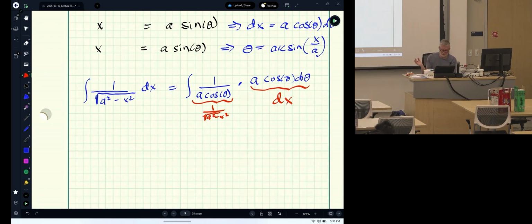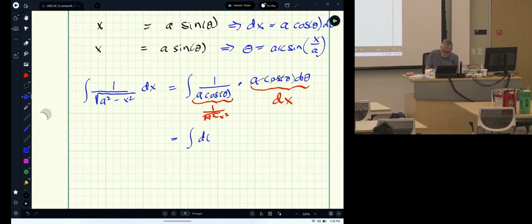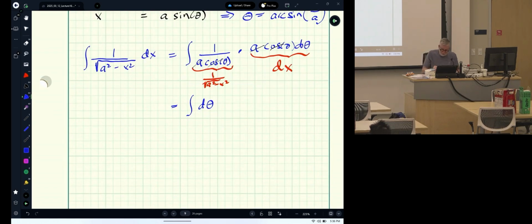Okay, so just using trig and the Pythagorean theorem applied to this integral, and look how it falls apart. Cancel, cancel, cancel, cancel. Equals the integral of d theta. And we know the antiderivative of d theta is theta plus a constant.